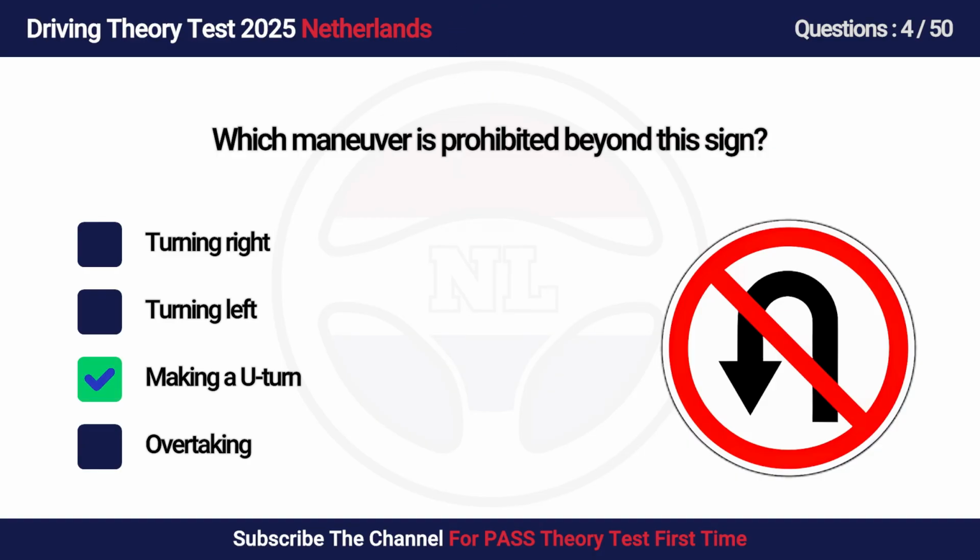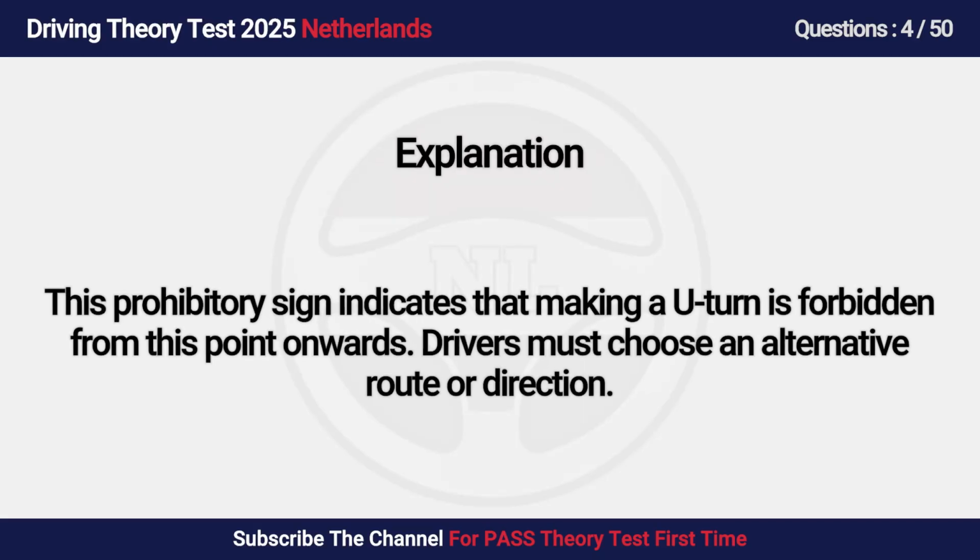Answer is C. Making a U-turn. This prohibitory sign indicates that making a U-turn is forbidden from this point onwards. Drivers must choose an alternative route or direction.